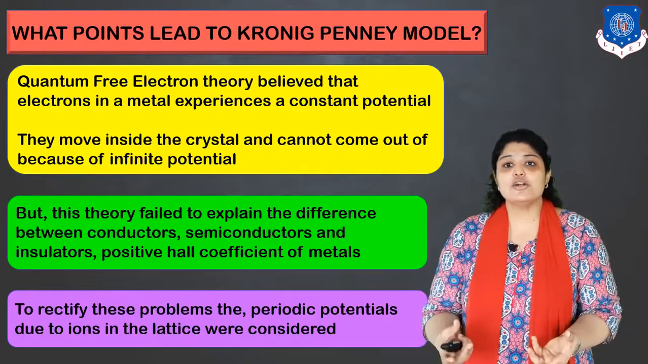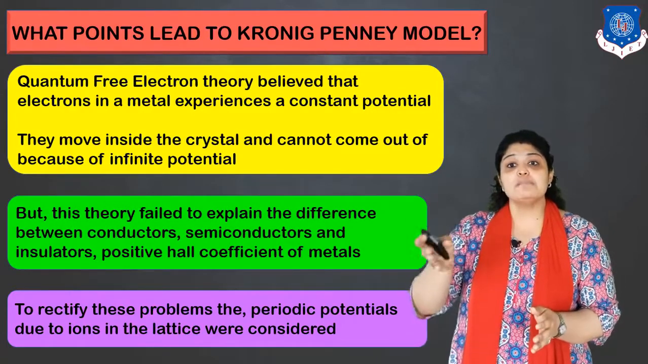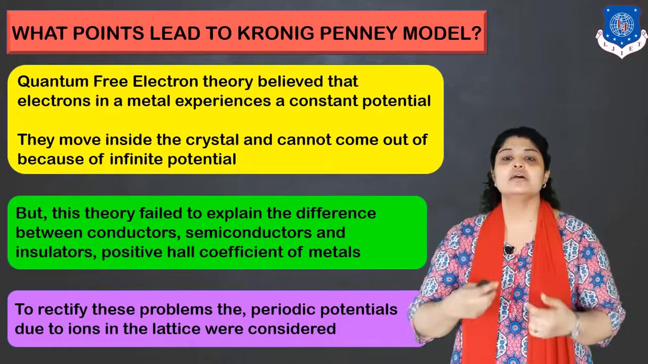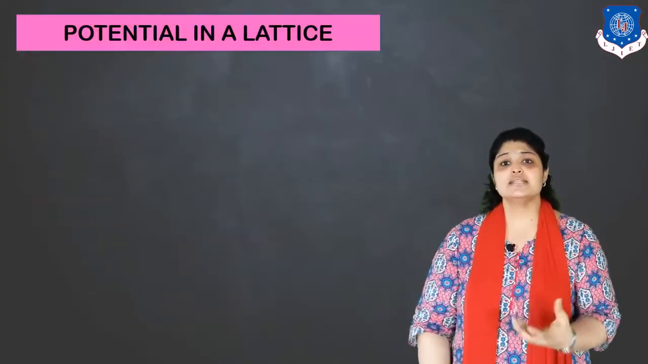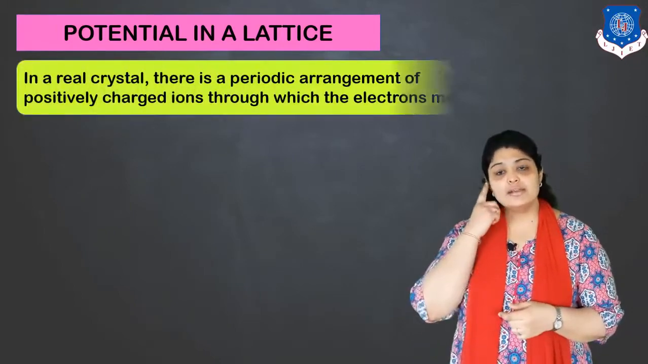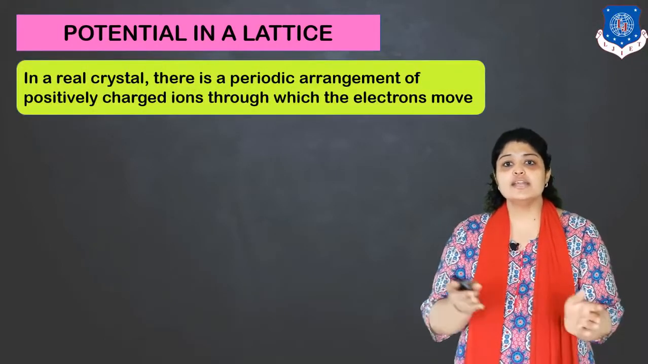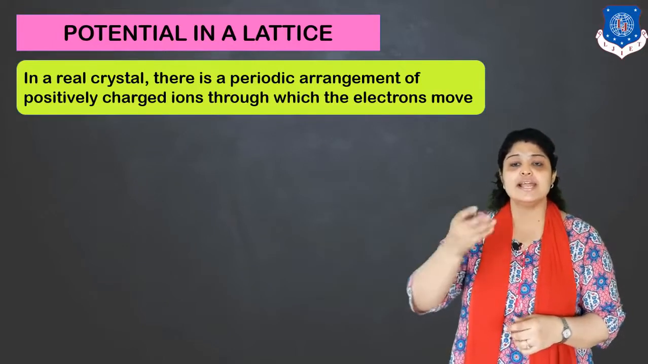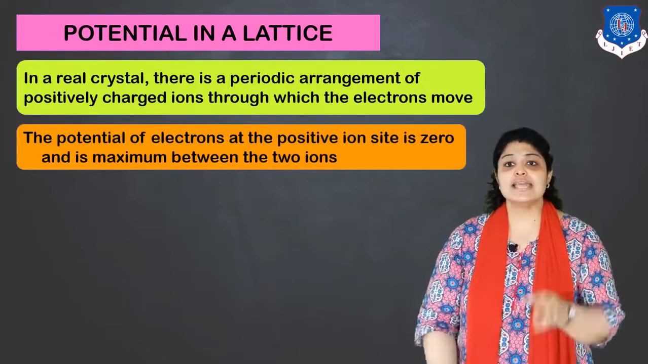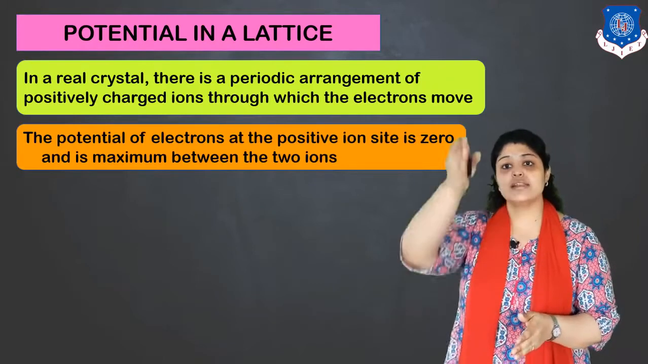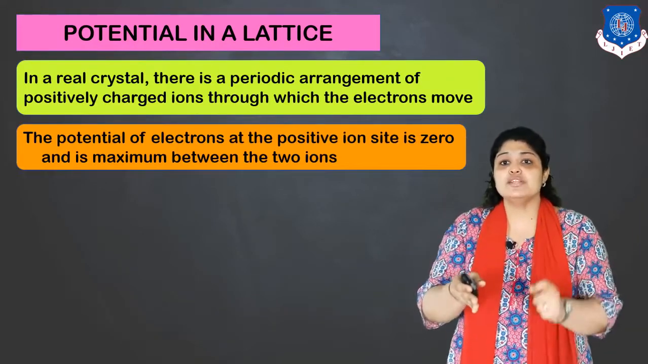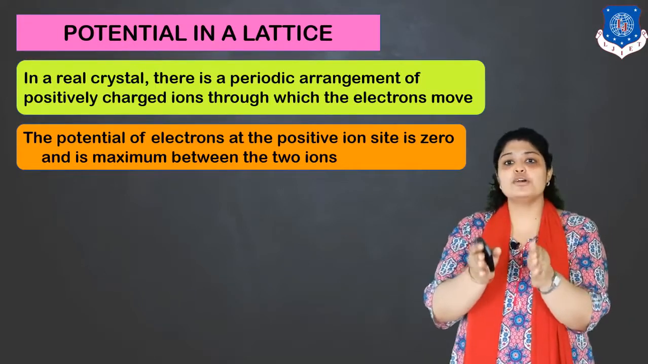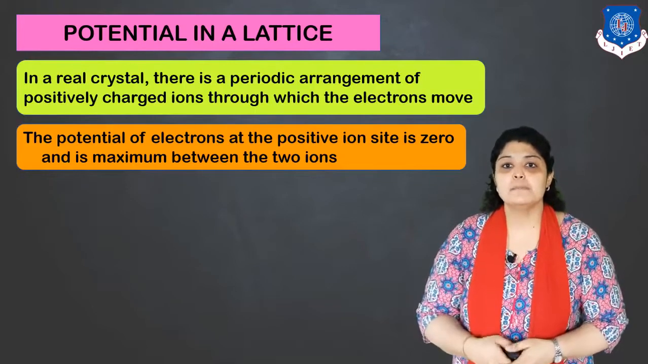Now, how does this periodic potential come? It is because of the particular arrangement of the positive ions. The lattice arrangement yields periodic potential. Let's discuss the potential in a lattice. In a real crystal, there is a periodic arrangement of positive ions, and through this arrangement the electrons will move. When the electron is exactly in line with a positive ion, the potential will be zero. When it is exactly between two positive ions, the potential will be maximum.